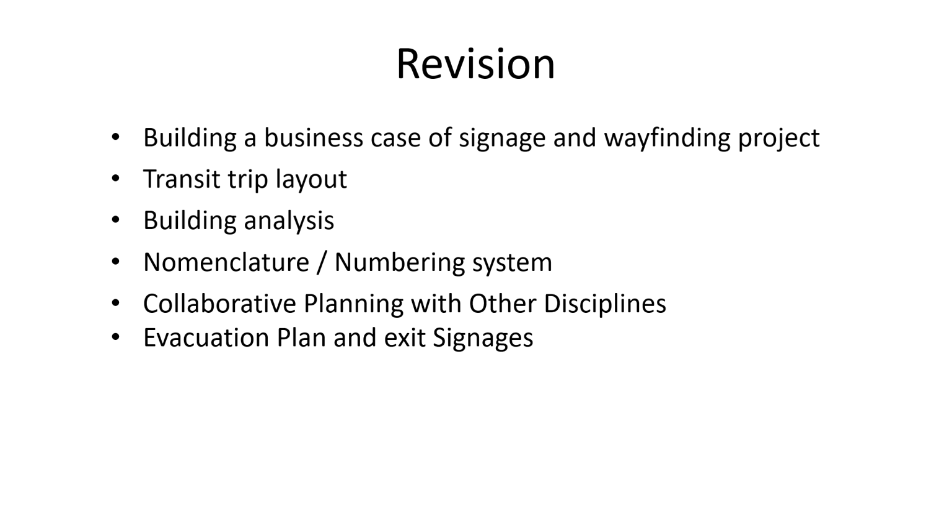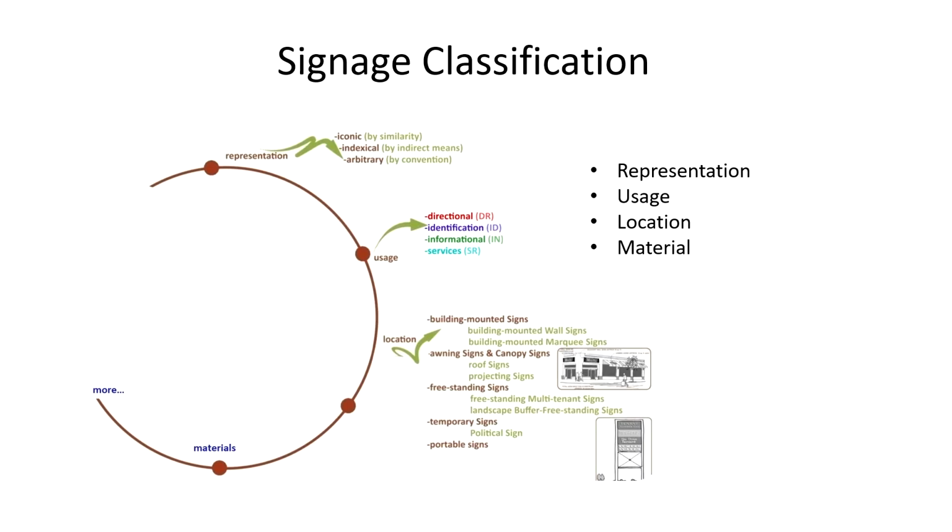In the upcoming lecture, we will be studying the classifications and other modalities. Signage classification. All around us, signage plays an essential role in communicating information, directing movements, and improving user experience in a wide range of settings. We'll explore the many ways signage can be classified in this session, covering topics which are representation, usage, location, and material. That means how we can classify based on their representation.